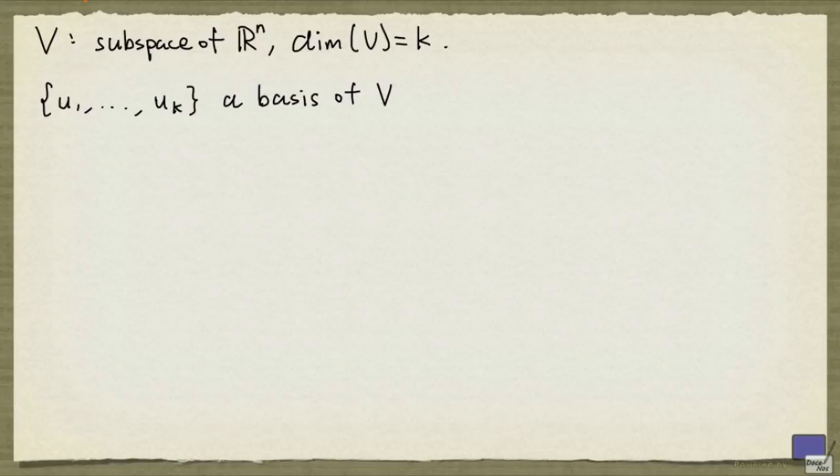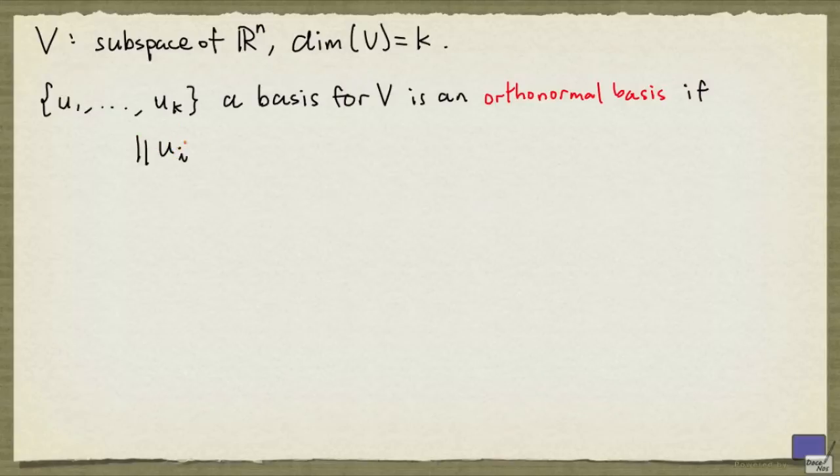Let V be a subspace of Rn with dimension k. We say that u1 up to uk for V is an orthonormal basis if for each i from 1 up to k, ui is a unit vector, that is, the norm is equal to 1, and the dot product of ui and uj is 0 for all distinct i, j. That is, if you take any two vectors here, they are orthogonal.